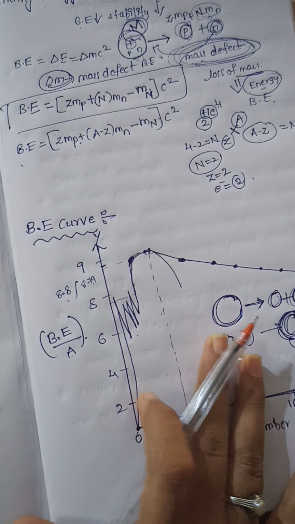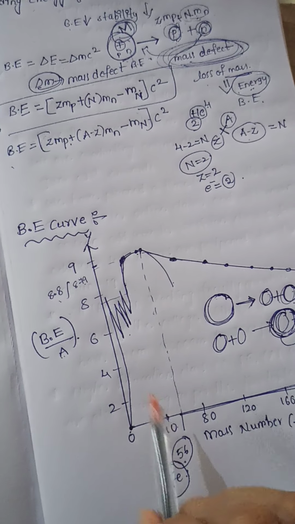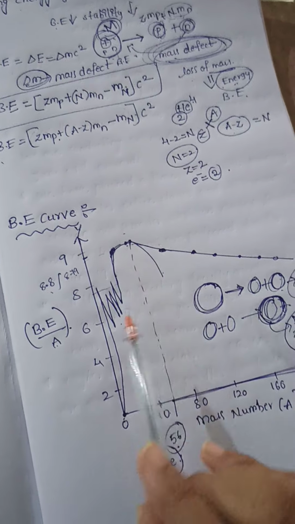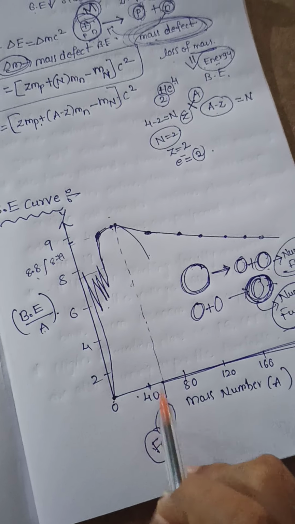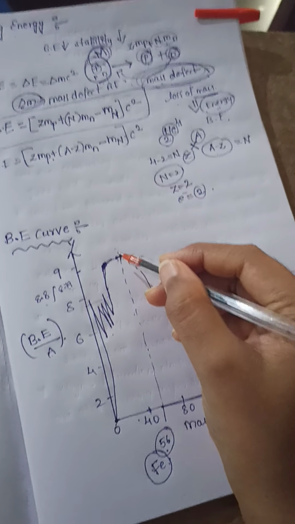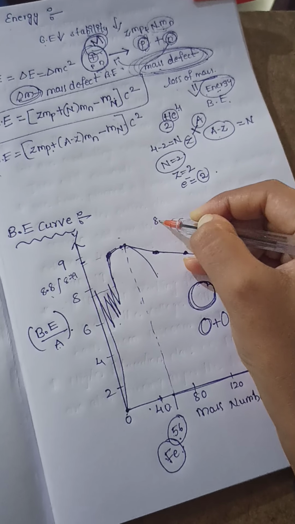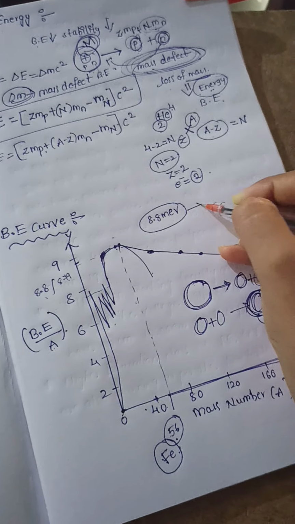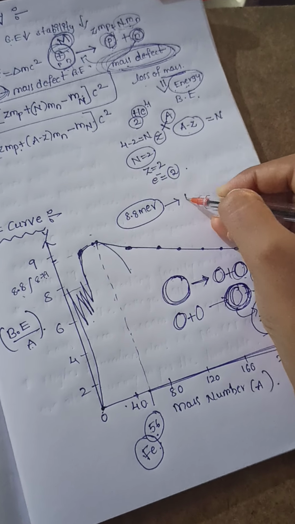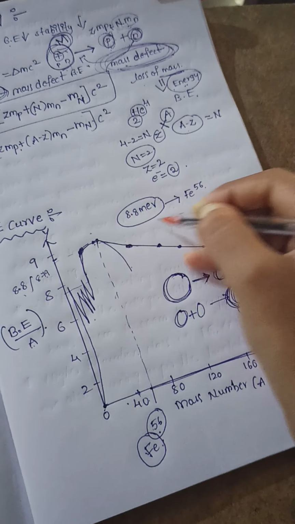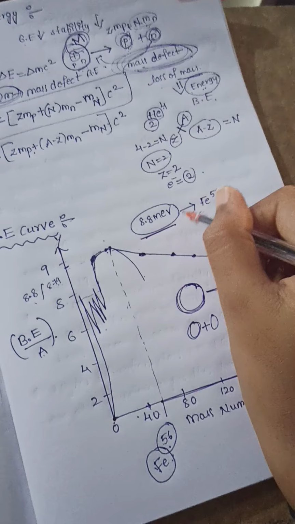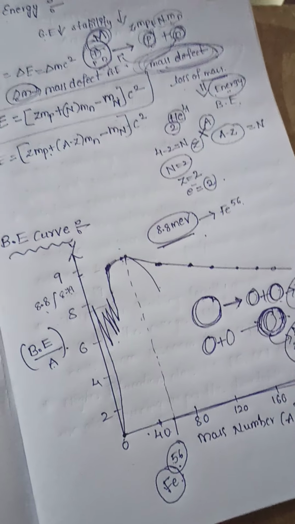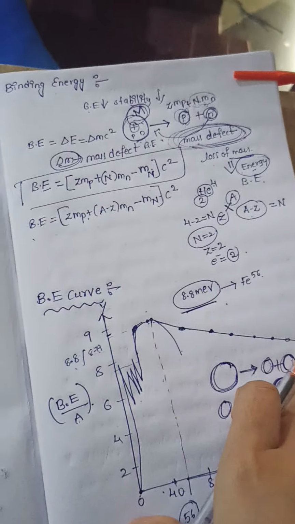So in this case, the binding energy curve sharply increases up to which value? For iron-56, the maximum binding energy occurs. The maximum binding energy of iron is 8.8 mega electron volts. You have to remember very carefully that the binding energy for iron-56 is 8.8 mega electron volts. Okay, this is what we have about binding energy. Thank you.